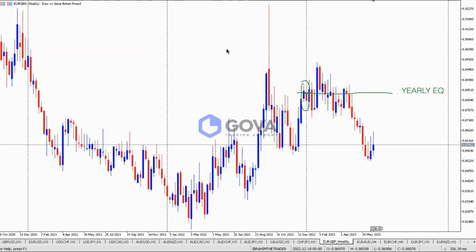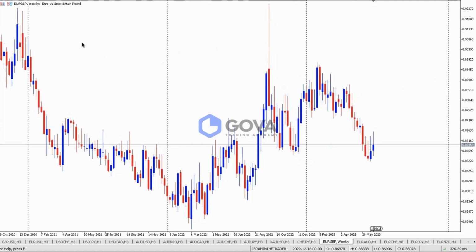That's our yearly equilibrium line. All right. So it means that this area here is the yearly equilibrium line. And the candlestick that is there is the bearish candlestick that we are having here. This bearish candle. Okay, this bearish candlestick. So that is it, guys. This is the yearly equilibrium line.